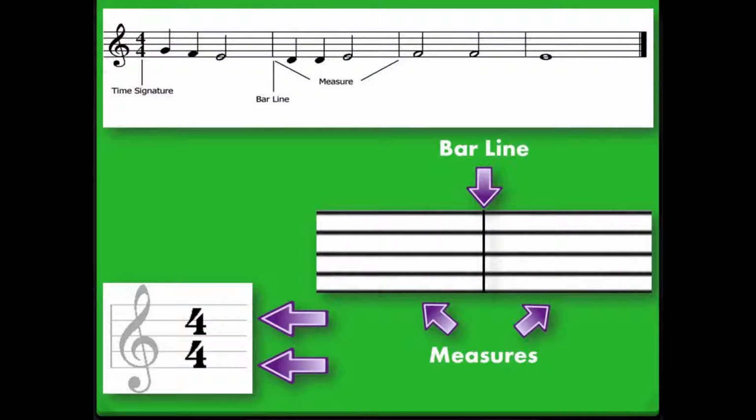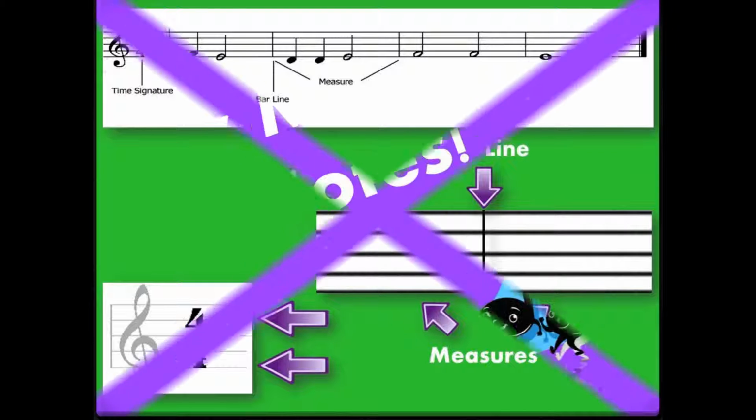The staff is divided into smaller chunks called measures. Measures make it easier to read music. Measures are separated by bar lines. Each staff has a time signature. A time signature tells you about the beat. The top number of the time signature says how many beats are in each measure, and the bottom number says how long each beat will last.